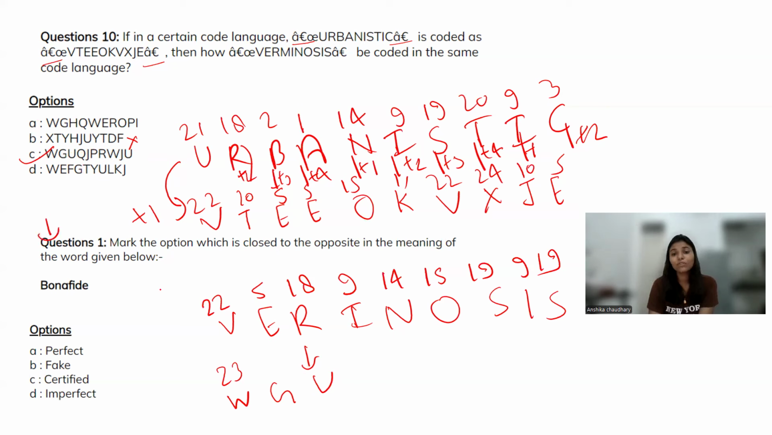Now, the next question is from verbal ability. Mark the option which is close to the opposite in the meaning of the word given below. Bona fide. What does bona fide mean? Bona fide means it is a fact or it is real or it is certified. So we have to find out the opposite of this. Perfect. No, it will not make any sense. Fake. See, if something is real or certified, the opposite of it will be fake because it is not real, it is fake. Option number B will be the correct answer.